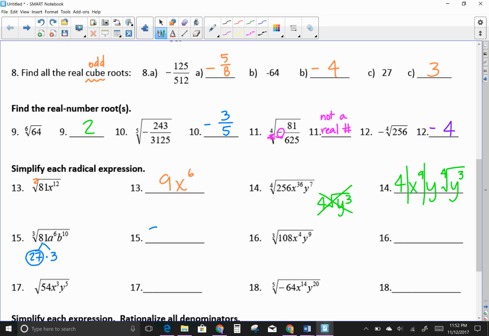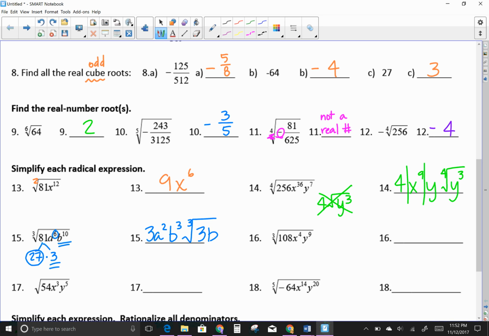So I'm going to write a 3, because that's the cube root of it. 3 goes into 6 2 times, so that's a squared. 3 goes into 10 3 times, and it has 1 left over. So this is a perfect square, but this is not. So what I'm left with is, let me try to write that a little bit smaller so it'll fit in my answer blank here. 3a squared b cubed, and then I have a cube root. And what I have left underneath here is a 3 and a b.